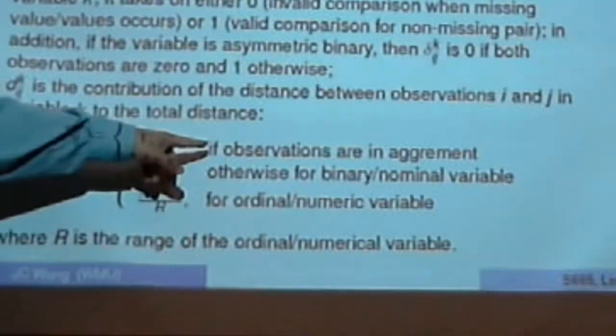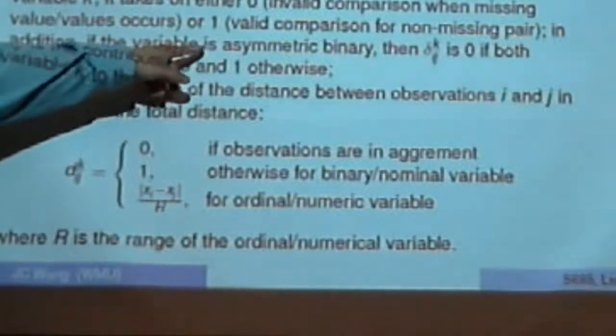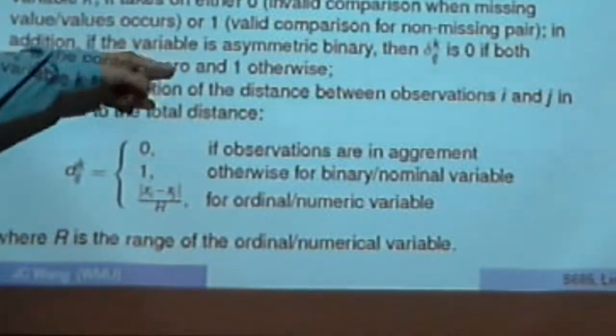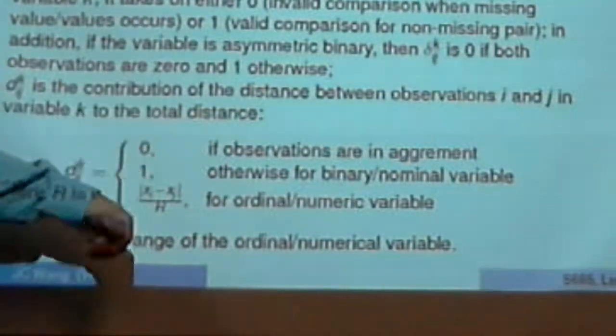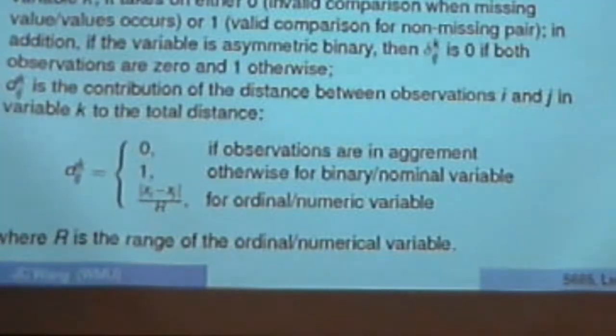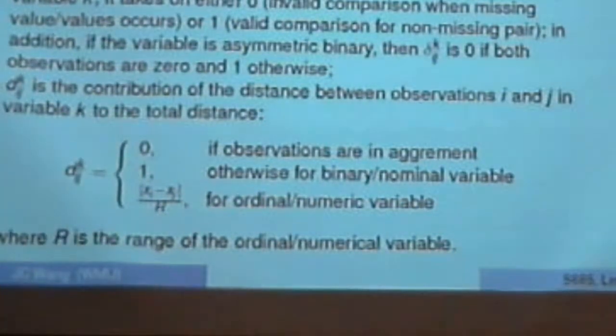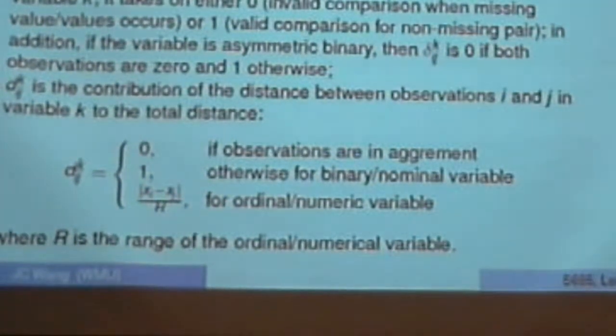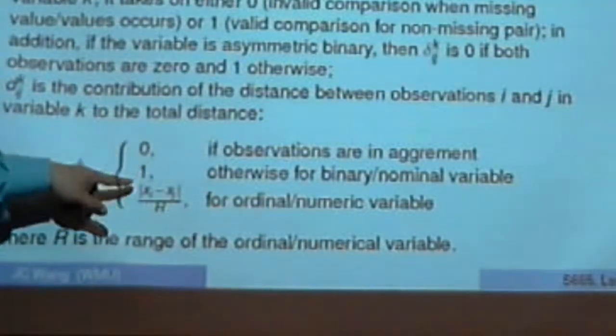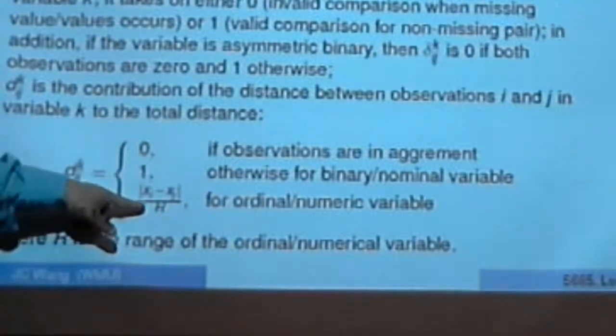Of course, observation in agreement, that could be a case in a symmetrical where both are present, then you have agreement, right? The observation in agreement, then you have a distance of 0 between i and j in variable k. And it would have a value of 1, a distance of 1, otherwise for a binary or nominal variable. If i and j are different, for a binary variable or for a nominal variable, then we define the distance as 1. This is badly formatted.